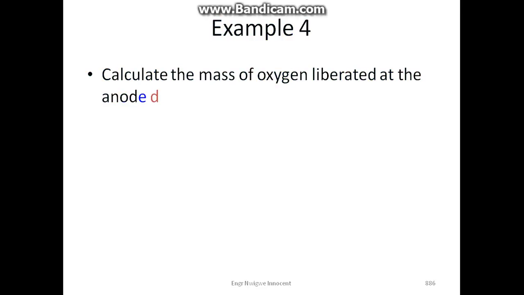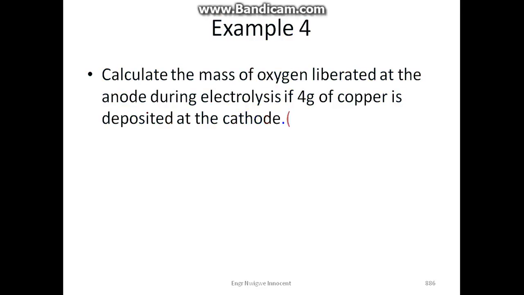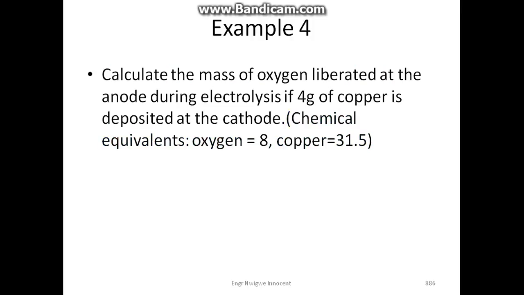Example 4. Calculate the mass of oxygen liberated at the anode during electrolysis if 4 grams of copper is deposited at the cathode. Chemical equivalent: oxygen is equal to 8, copper is equal to 31.5.